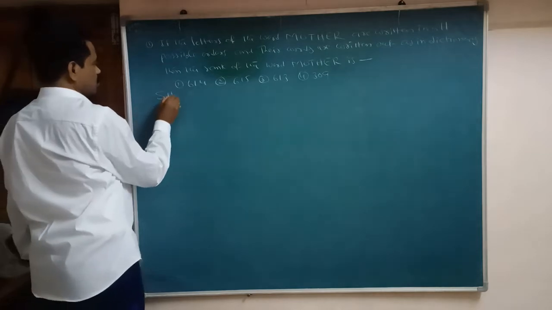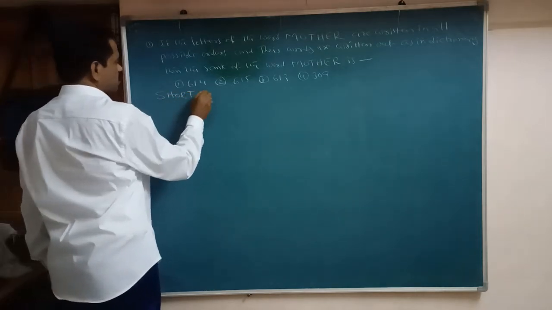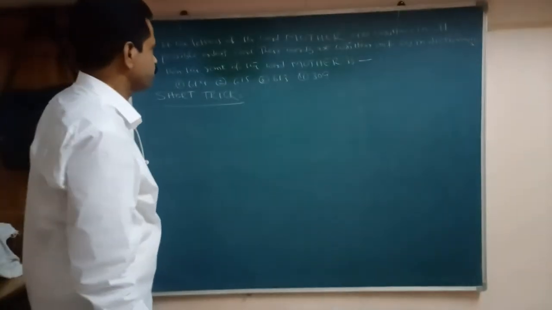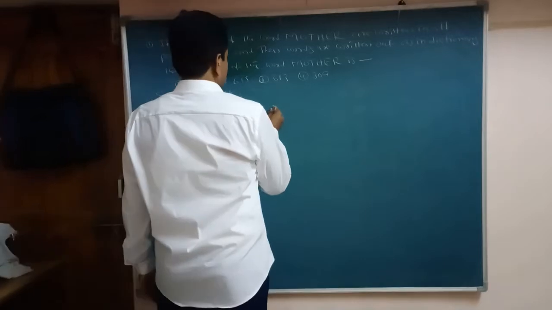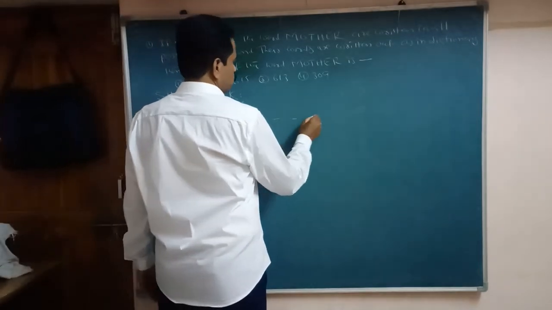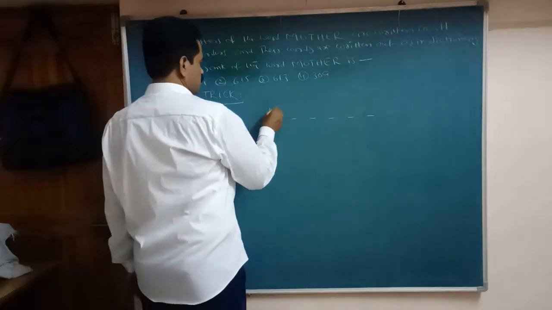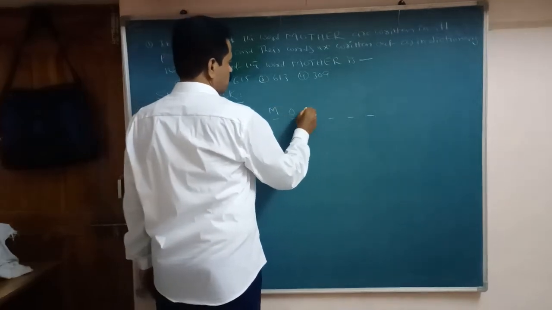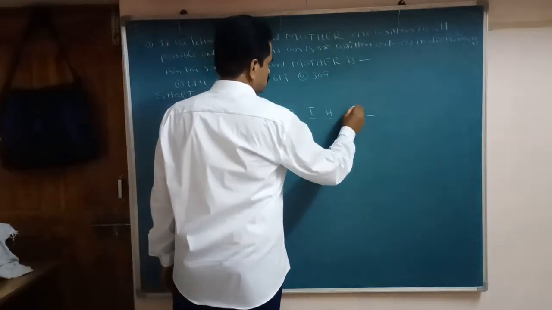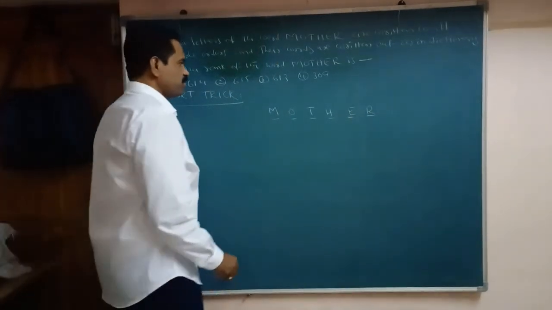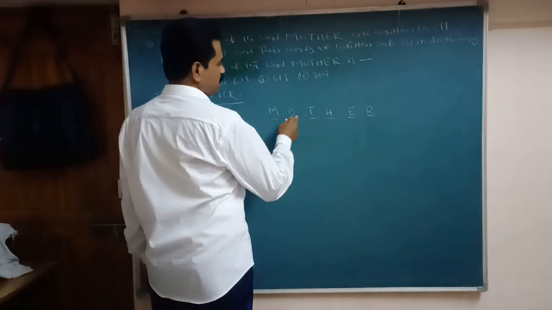Next shortcut method. Here, Mother. 1, 2, 3, 4, 5, 6. M-O-T-H-E-R. First alphabetical order. A, B, C, D, E.